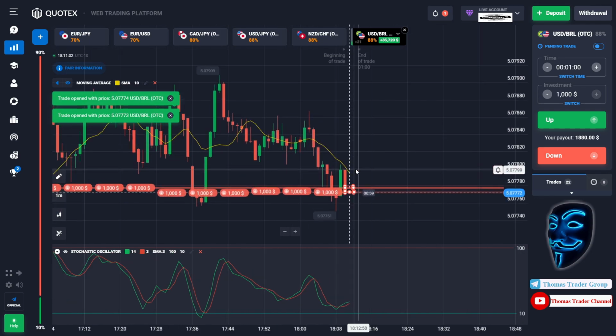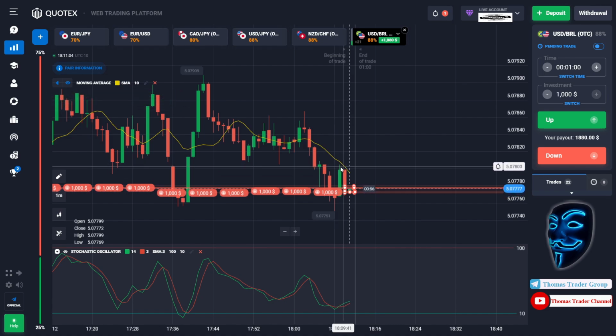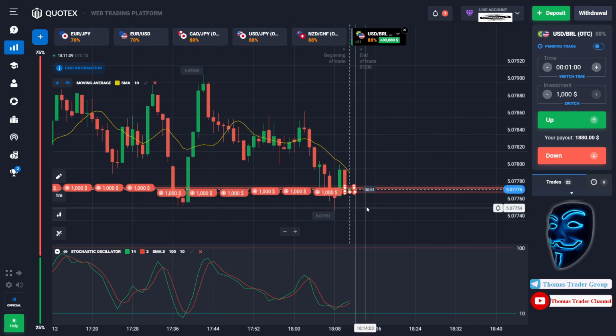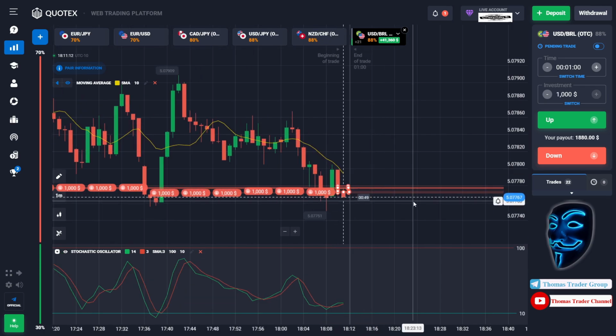As you can see over here, the market has just made a rebound on the moving average and the resistance area. I'm sure that the market will still continue the bearish trend. Let's prove it and let's wait till the end of our trade.